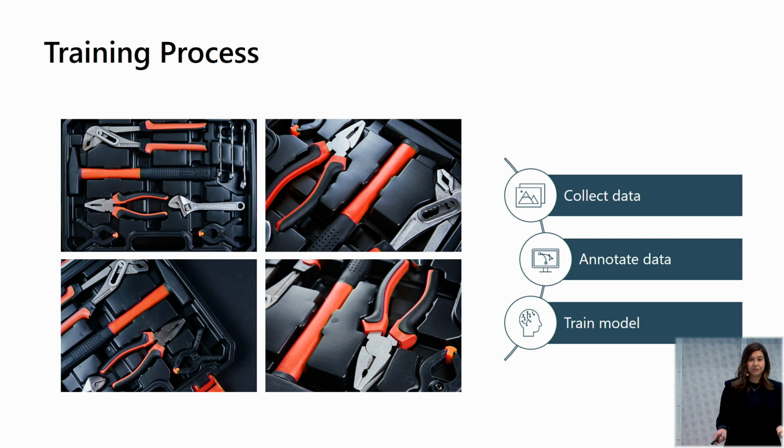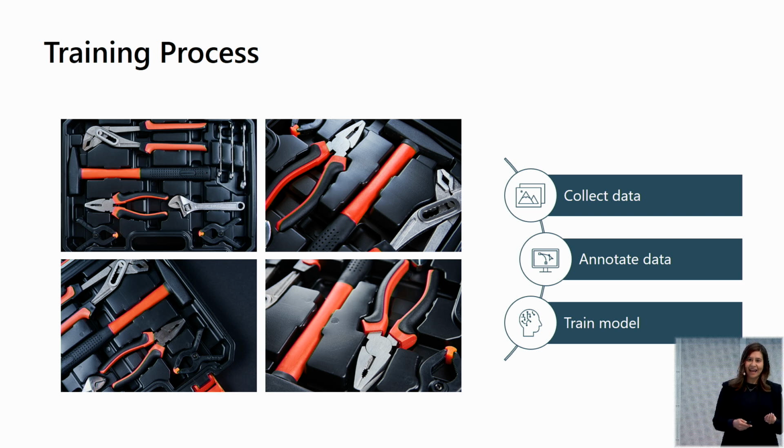In order to do that, we need to train the model. Training starts with collecting data. Once you have enough data, you annotate it. For example, if you want to see where the hammer is, you need to say, okay, this is a hammer, this is a hammer, one by one. Once you have that annotated data, you use some algorithm or cloud solution to train your model, and then you test it.